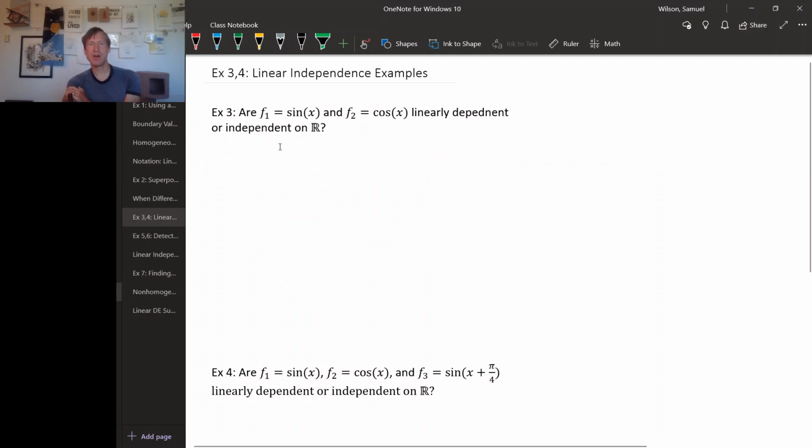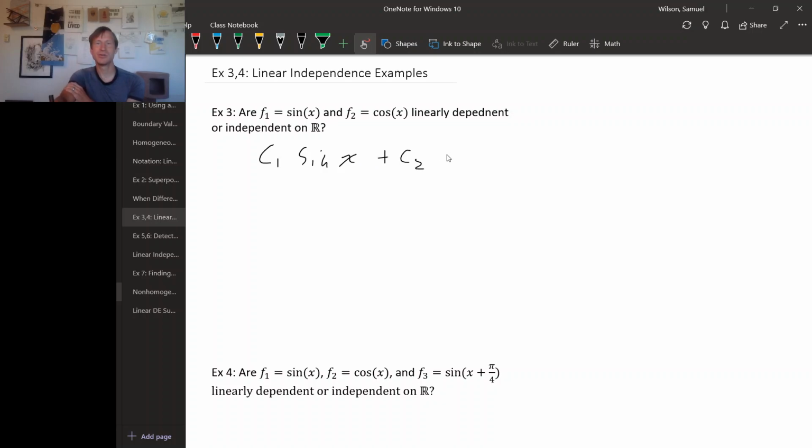So let's try to figure out, are these two functions, sine and cosine, linearly dependent or independent on the entire real number line? So let's check. We have to ask ourselves, if we form this equation, c1 sine of x plus c2 cosine of x, what we need to know is, are there non-trivial solutions?